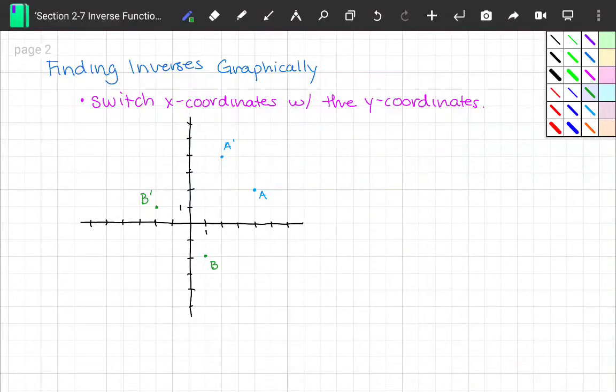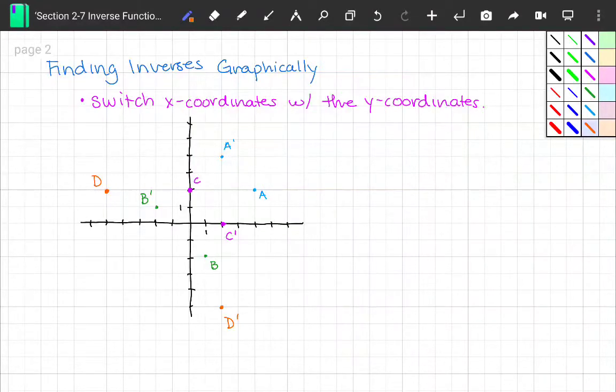All right, let's try a few more points. Let's say I do this point right here, C, and C is at 0, 2, so C prime is at 2, 0. Again, I'm just switching the x and the y coordinates. Okay, let's try another one. Let's try this point right here. I'm going to call that point D, which is at negative 5, 2. So if I go to 2, negative 5, I'm down here at D prime. Do you see anything happening at all?